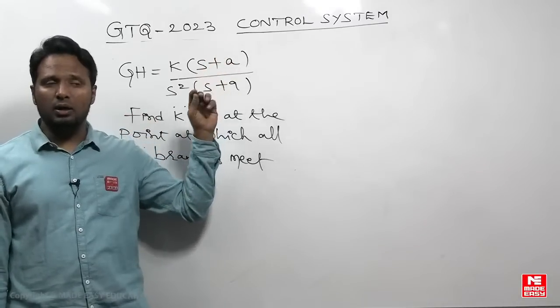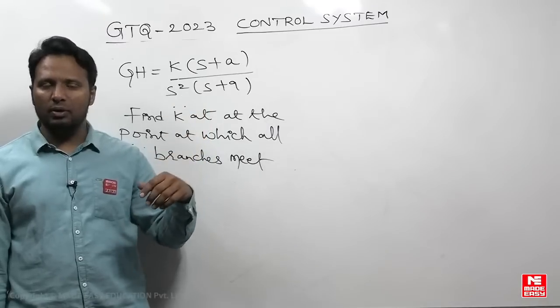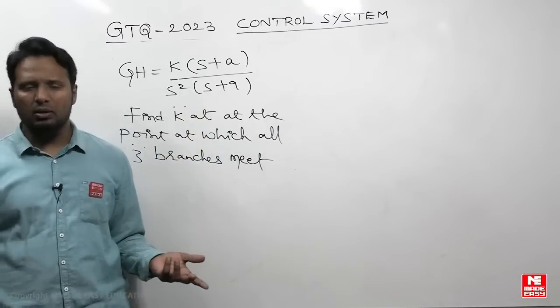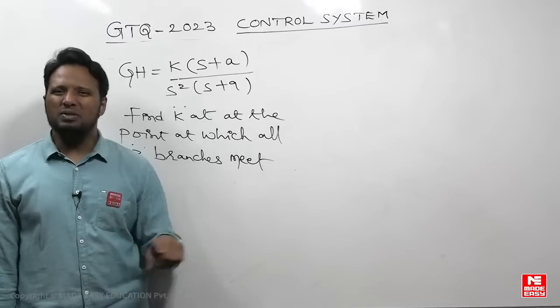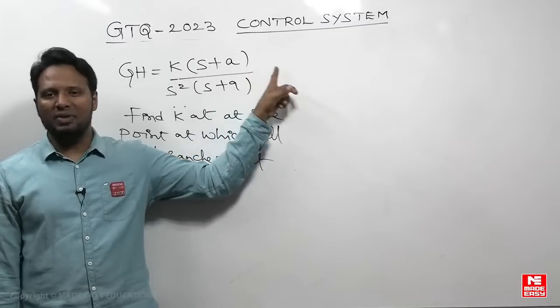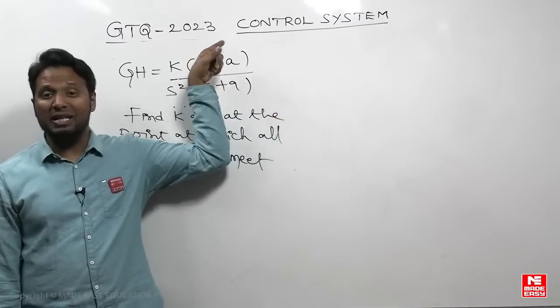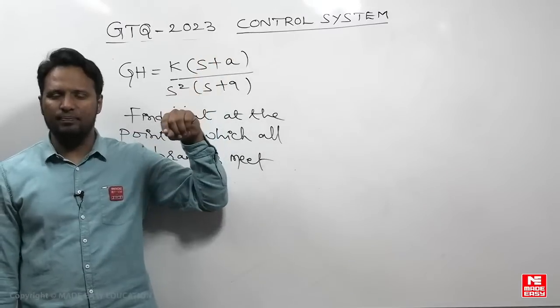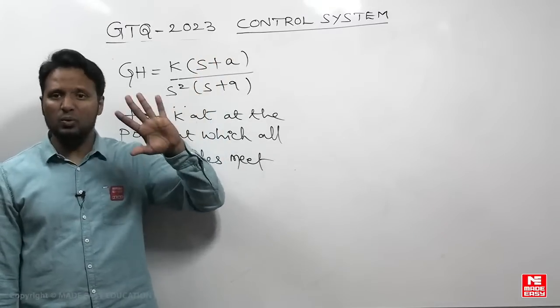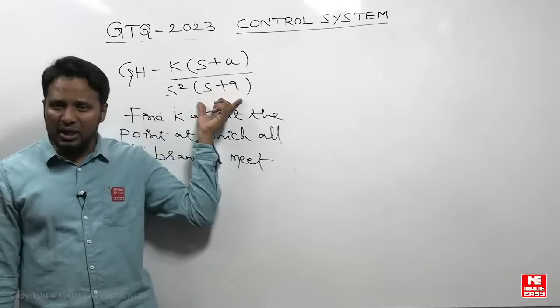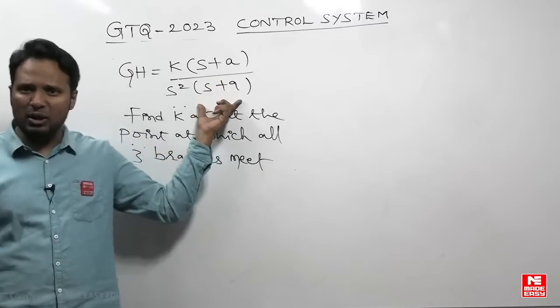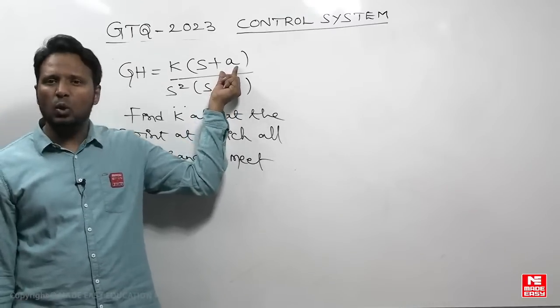And at the breakaway point, we will find the value of k using the magnitude condition or any other method. But the problem is, you cannot get the solutions of dk by ds here because a is an unknown. Right. In my view, it's a good question. You cannot form the solutions of dk by ds, you cannot get the breakaway point, because in this a is an unknown.